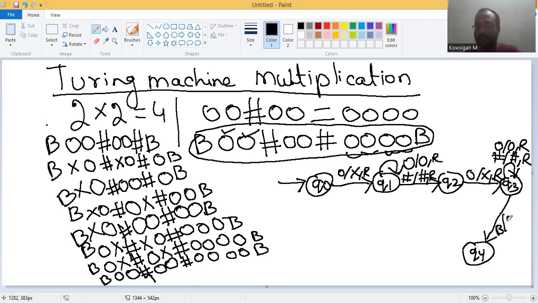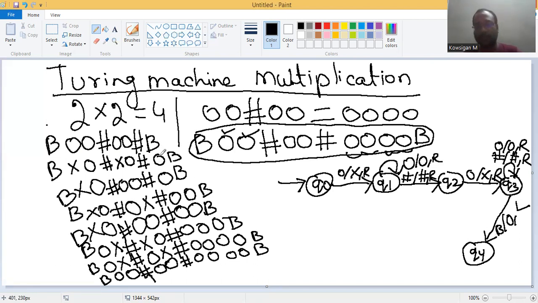This blank will be replaced as 0 and move to the left hand side. You can see here the blank is replaced as 0 and moving to the left hand side. So again, you have to move to the left hand side until you are seeing the first x. Why are we replacing this blank as 0? Because for this first 0 in the left hand side, we have to copy two zeros to the right hand side, two zeros to the quotient part. So one 0 has been copied successfully.